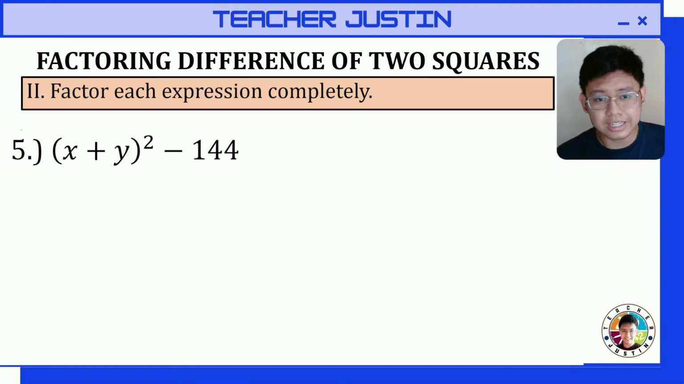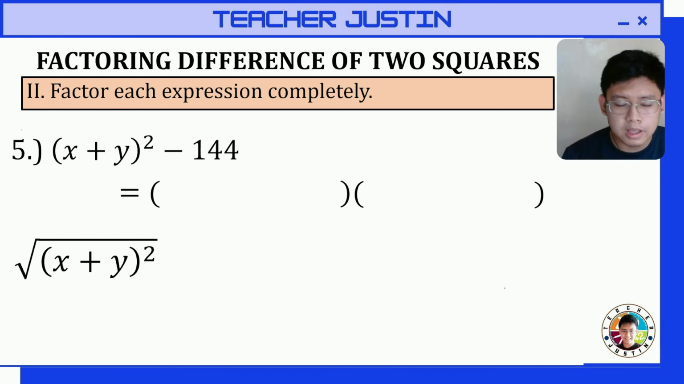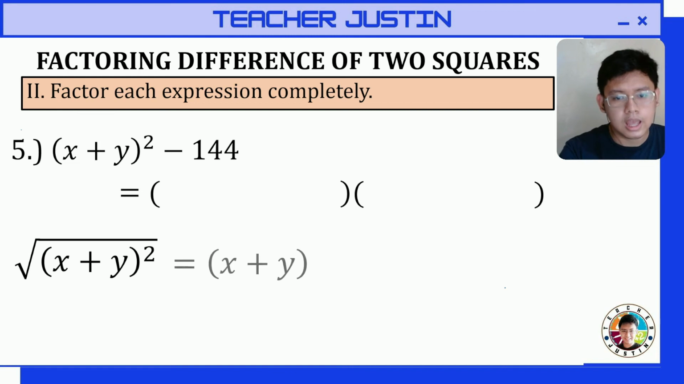Let's factor this expression. So, since we have difference of two squares, okay, our first step is for us to prepare our two groups. So, ihanda natin yung dalawang groups natin. Then, let's proceed to our next step, which is getting the square root of the first term. So, the square root of the first term, which is the squared quantity of x plus y. So, yung square root niya will be x plus y.